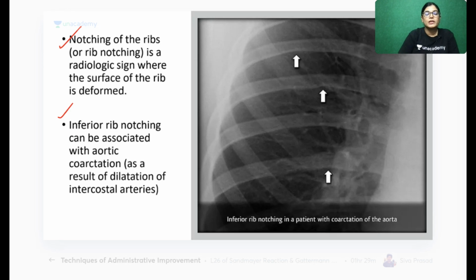Also, the posterior intercostal arteries become dilated as collateral circulation is formed, and this gives a finding on radiological imaging. Can you see there is slight notching of the lower ribs? So there will be notching when the radiological examination of the ribs is done. Rib notching is a radiological sign seen in long-lasting cases of coarctation of aorta when collateral circulation is formed. Inferior rib notching is associated with coarctation of aorta as a result of dilatation of the intercostal arteries.